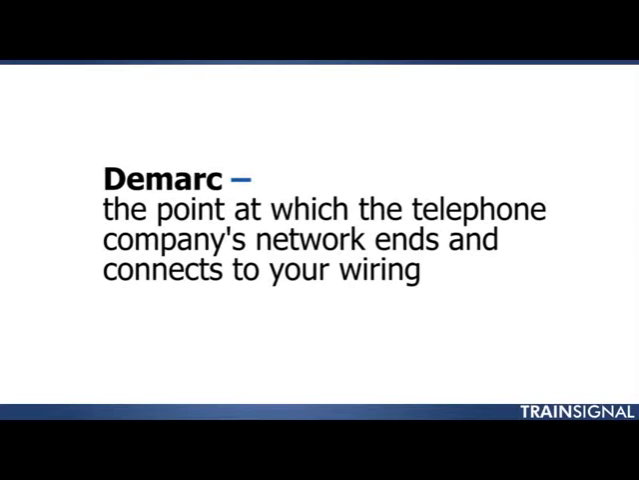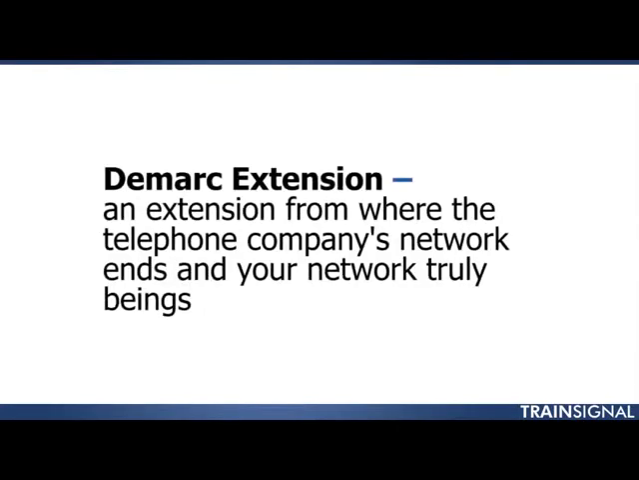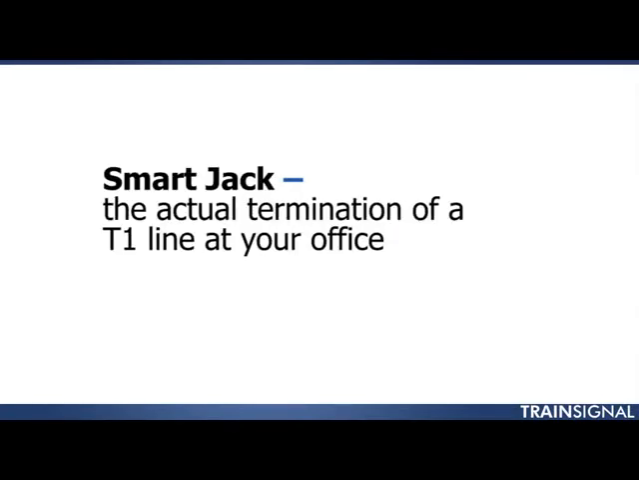It's basically where the telephone company's network goes to that box, and that box is the beginning of your wiring. Or to be more specific, sometimes we'll have something called a demarc extension, which is an extension from where that telephone company's network ends, and yours truly begins. So the extension may be to a box that's in the building or in your server room, in your wiring closet, things like that. And then we have a smart jack. A smart jack is the actual termination of a T1 line at your office. So if you have a leased T1 line from a telecommunications carrier, the termination of that T1 line coming in at your office is called a smart jack.